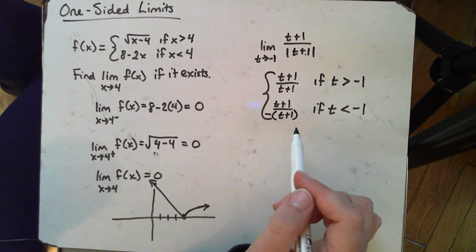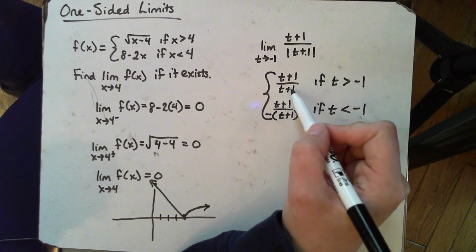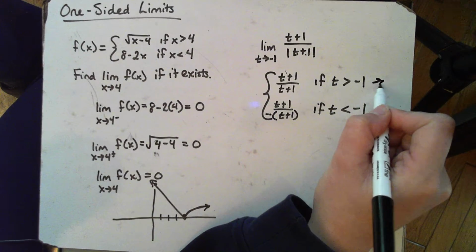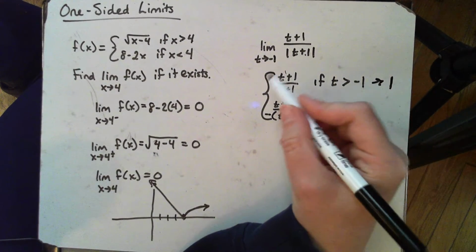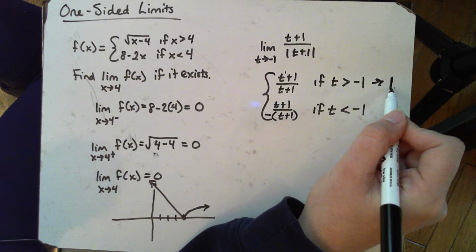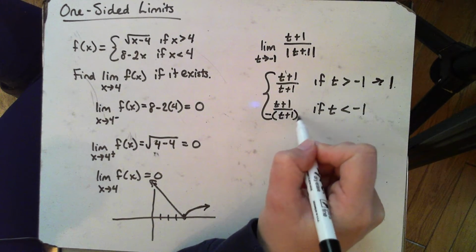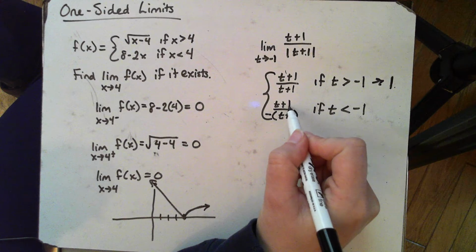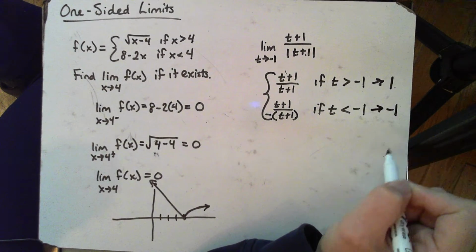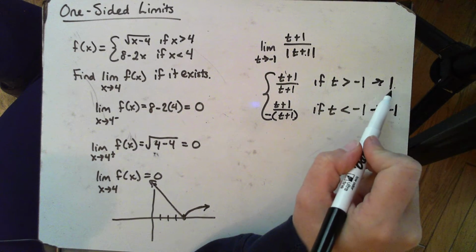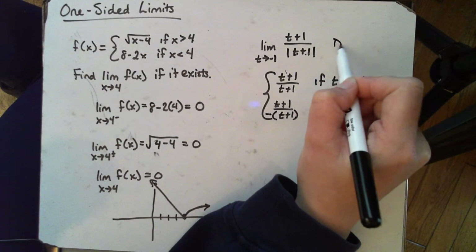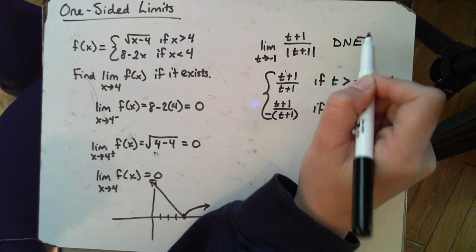Now, to check your limit, what we're going to do is we're going to reduce this. This reduces to just 1. So this limit, as t approaches -1 right here, is going to be 1. If I was to reduce this, it reduces to 1 over -1, which is -1. These do not agree, which means that this limit does not exist.